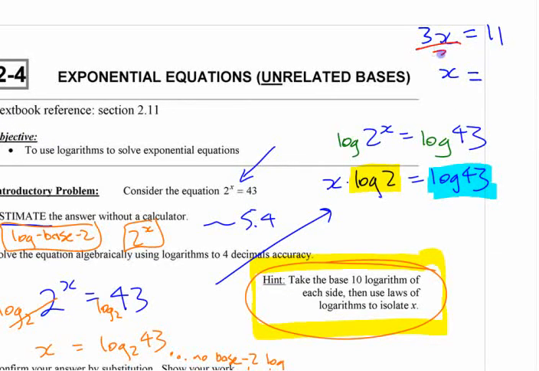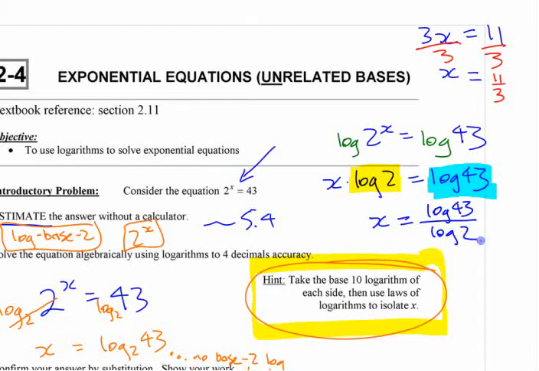You divided both sides by 3 and you got 11 divided by 3. It's no different here. If you have x times log 2, log 2 is just a number that your calculator knows. We could write it out, but it's easier if you just leave it as log 2. It's simpler if you just say x times log 2 is log 43. So x has to be log 43 divided by log 2, right?